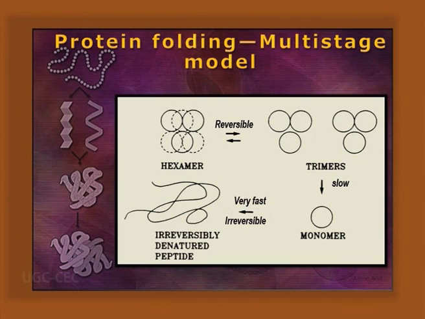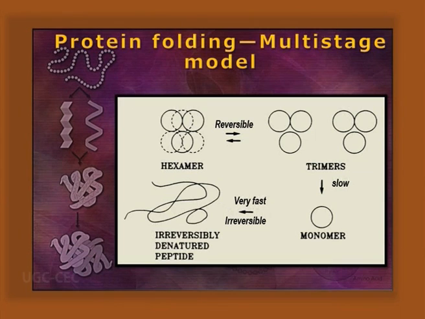In the case of the multi-stage model, the quaternary structure is monitored by light scattering and the polypeptide chain formation is monitored by CD spectra. In the case of glutamate dehydrogenase, from hexamer to trimer, the process is reversible for the unfolded state. But from the trimer to monomer in the native conformation, it is very much irreversible.